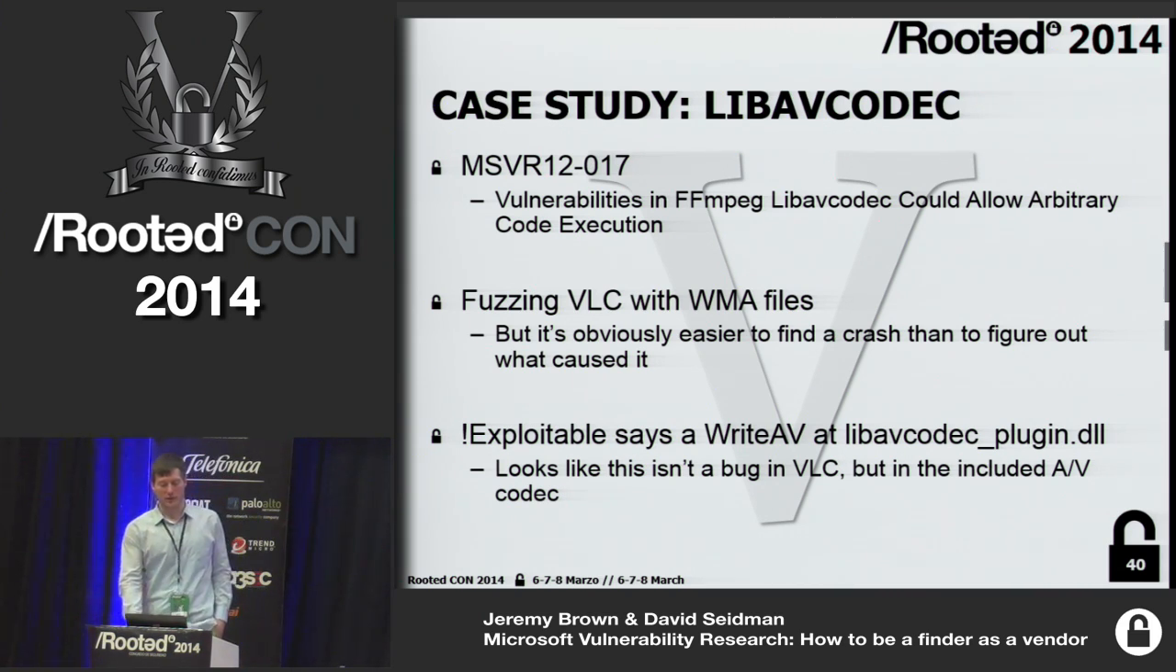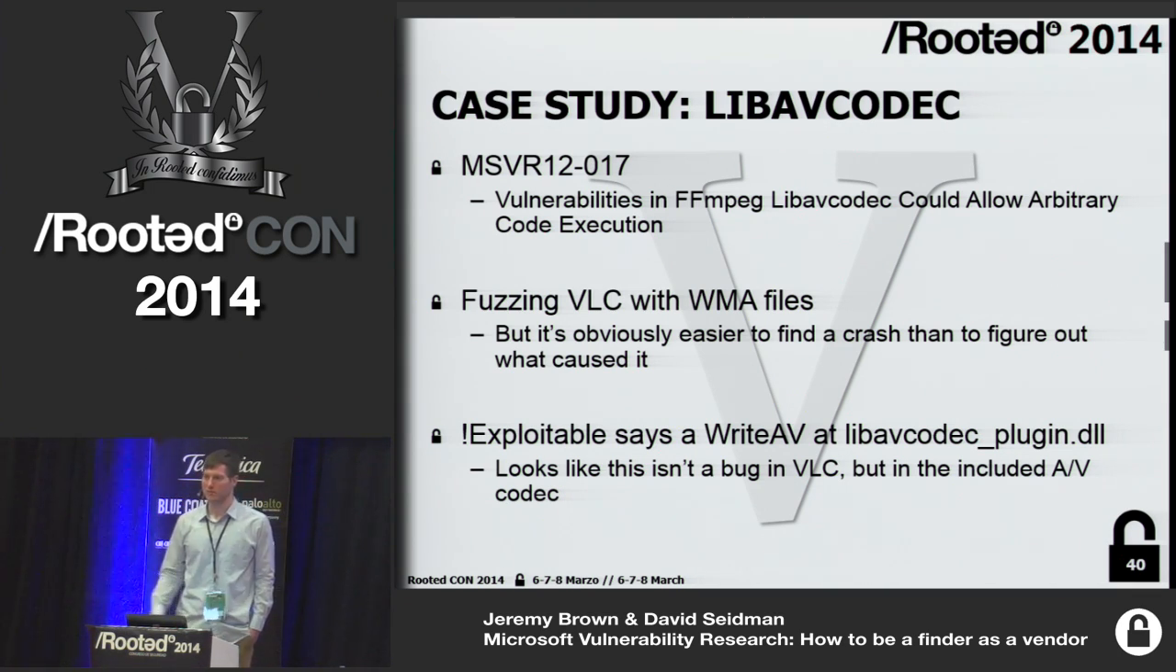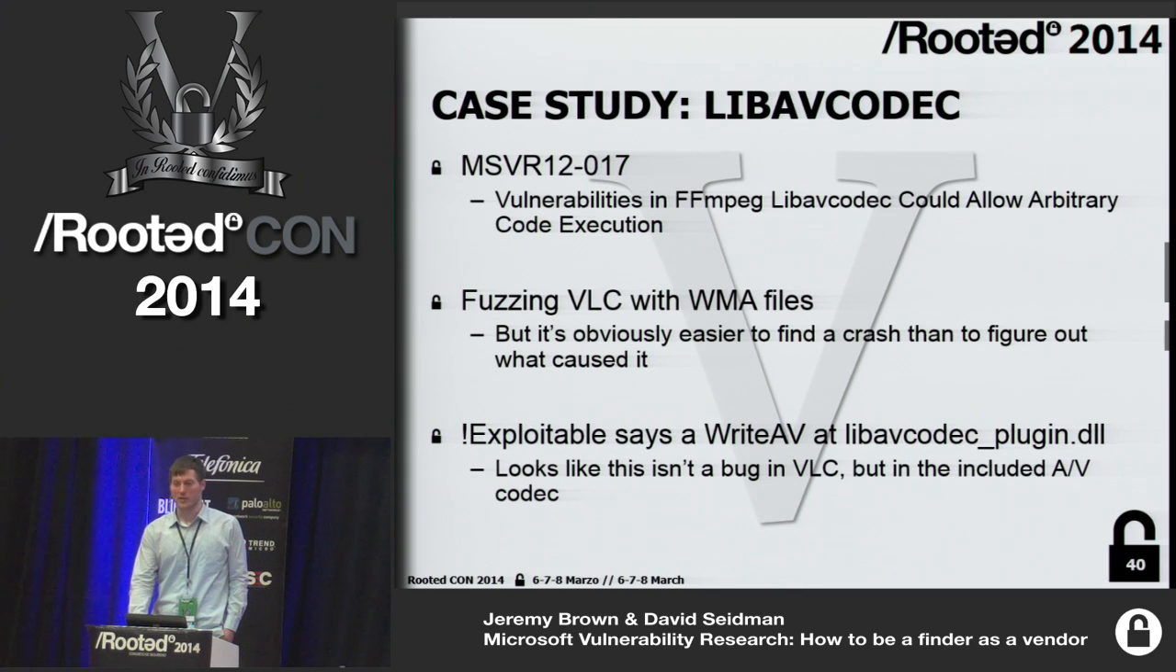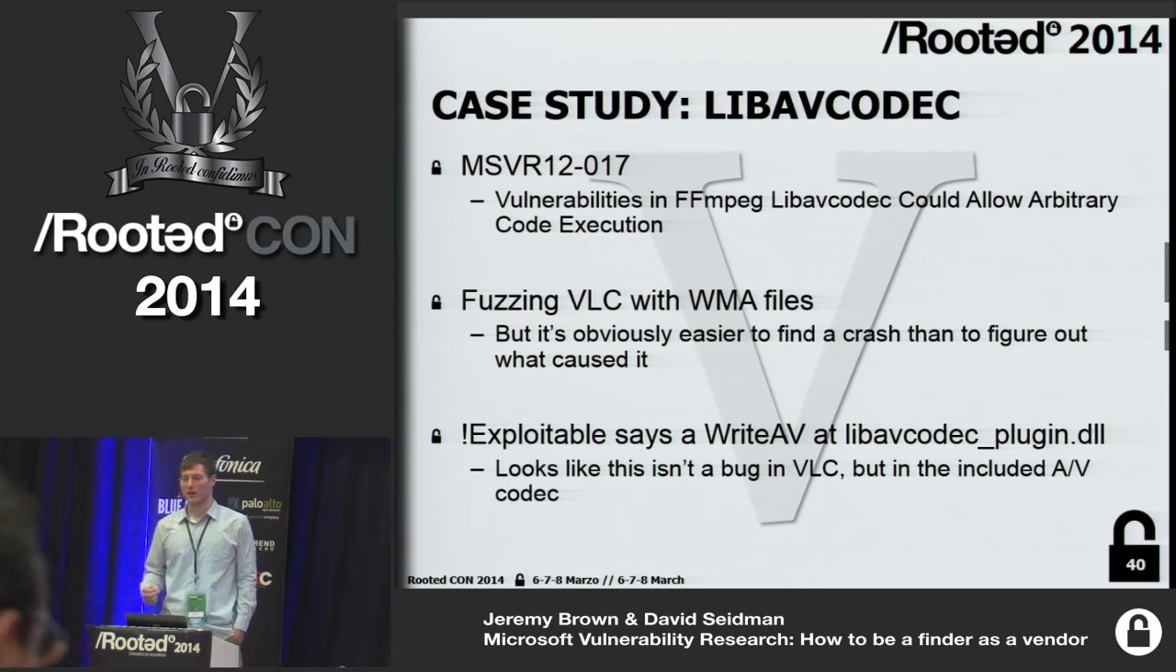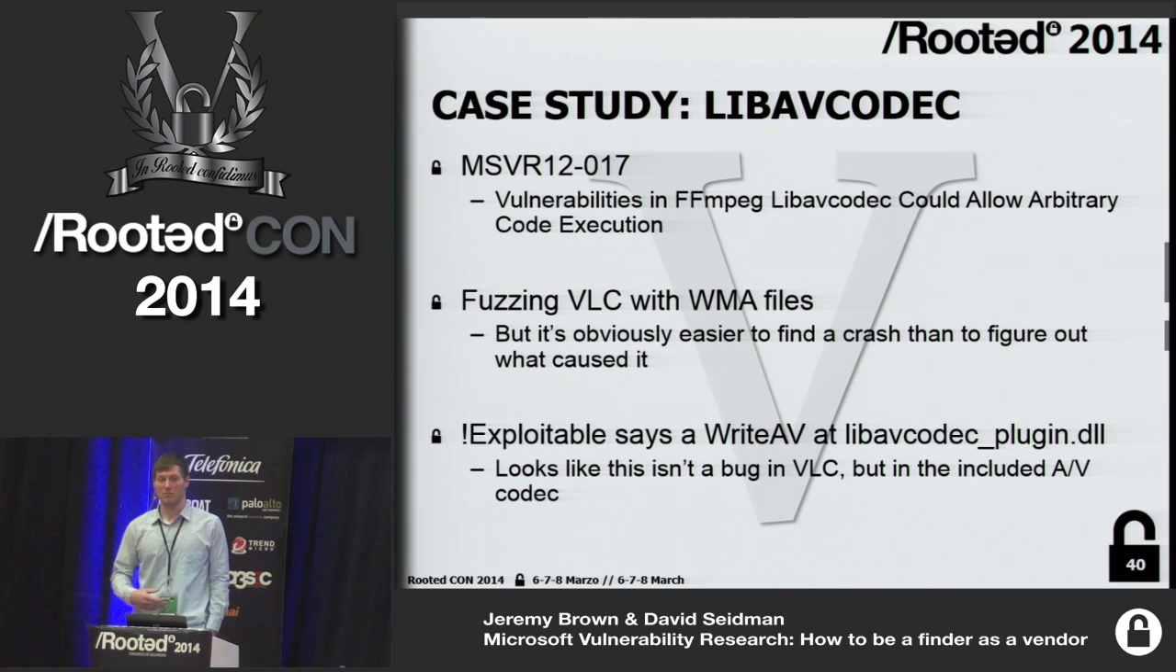This was found by fuzzing VLC with WMA files. Sounds pretty painless, right? Obviously, it's easier to find the crash than figure out what caused it. It's pretty easy to just run a fuzzer against a target, assuming there's not a lot of setup involved, find a bunch of crashes, and just ship them to a vendor. But that takes a lot of the vendor's time.